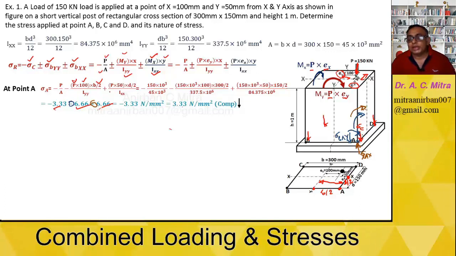So you just physically check it. Due to the bending moment, the force is applied towards the point, pushing that point, or it will be pulling or lifting that point. According to that, you have to write down the plus or minus.